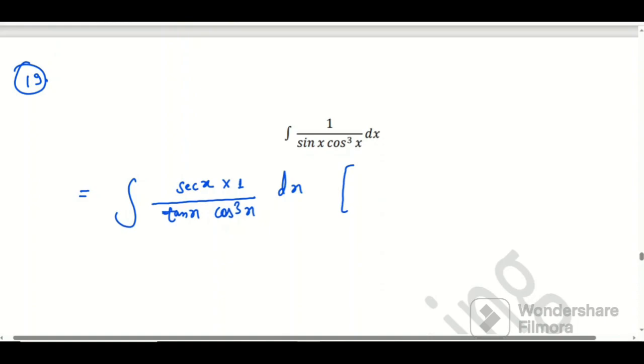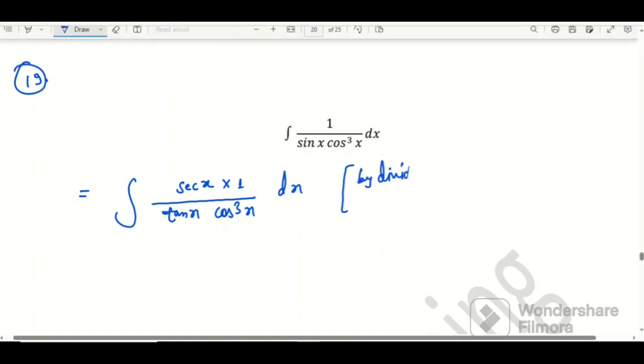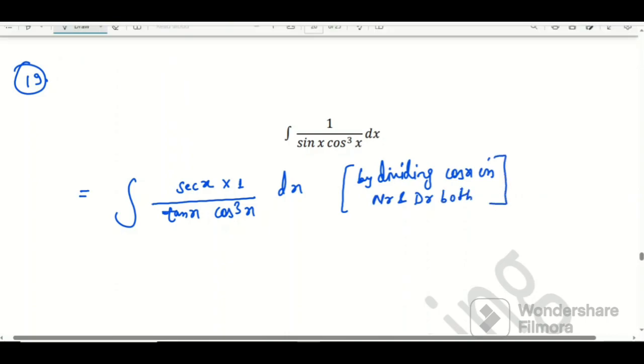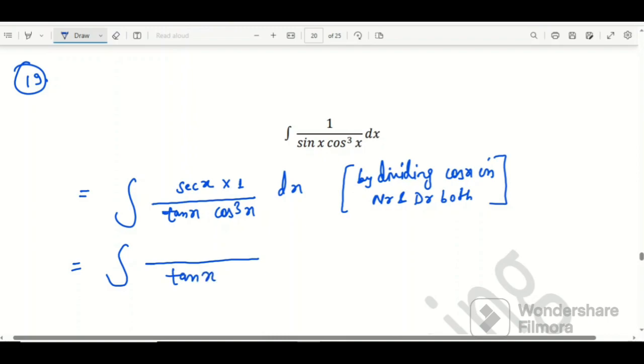So what I have done is dividing cos x in numerator and denominator both. Why did I do that? I thought to make this as tan x, and then the differentiation of tan x is sec square x. So this was my main thing. That's why I moved ahead like this. So it is tan x, and it will be sec to the power 4 x into dx.